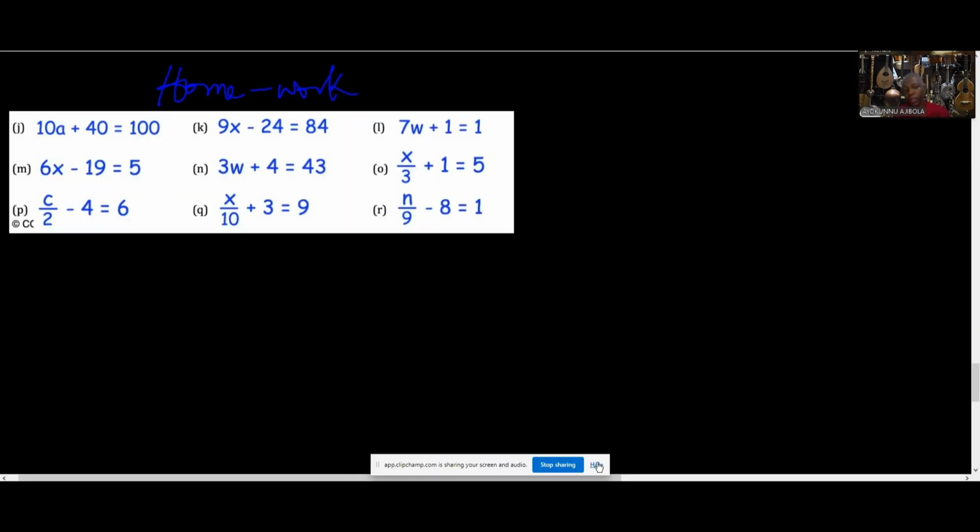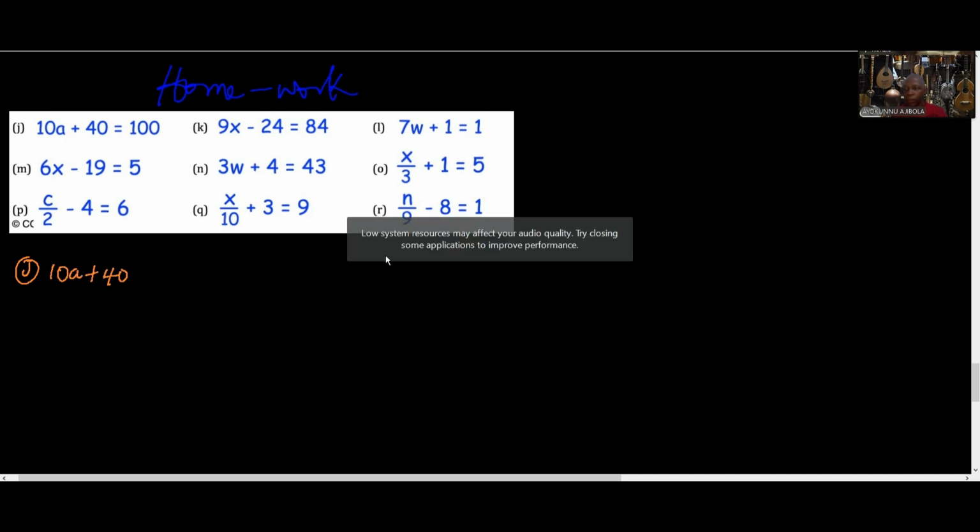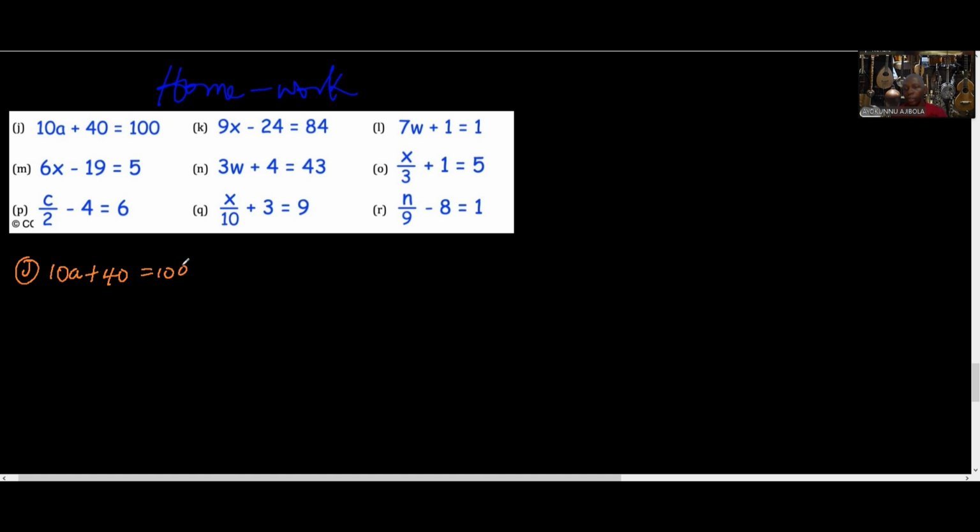I want to look at these simple questions because that was our previous assignment before we started looking into interpreting graphs. This question J says 10a plus 40 equal to 100. We will see that only one of the three numbers has the letter a. So we leave it alone because it's not like the rest. The ones that don't have an alphabet, the 100 and the 40, we pack them together.